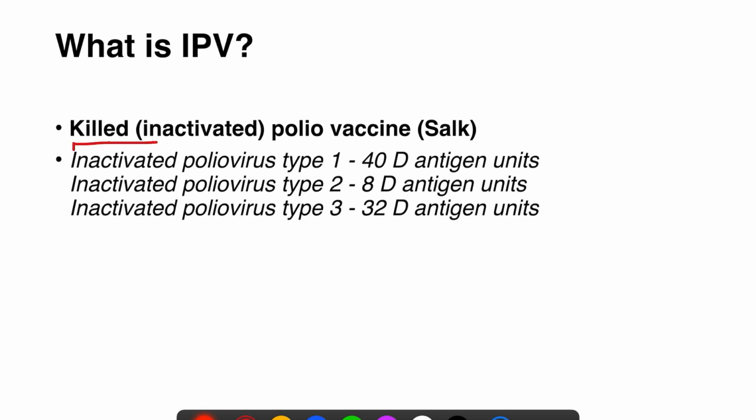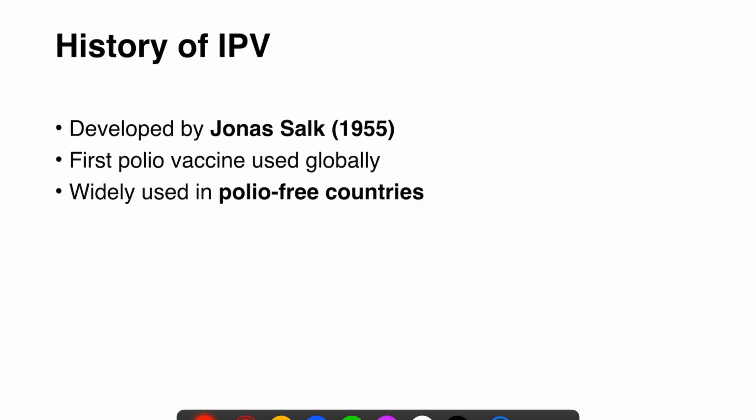IPV stands for Inactivated Polio Vaccine. It contains killed polio virus of all the three types, type 1, 2 and 3. It was developed by Jonas Salk in the year 1955 and it was the first polio vaccine which was used globally. It is widely used in all the polio-free countries.